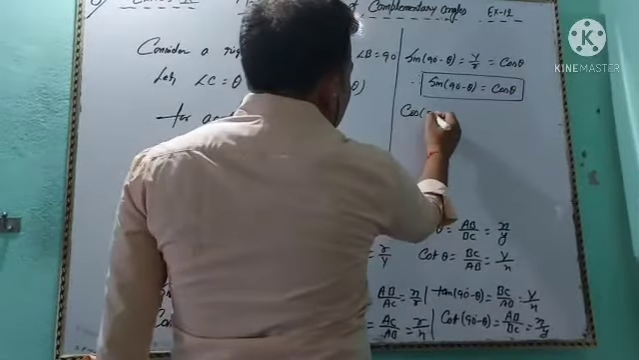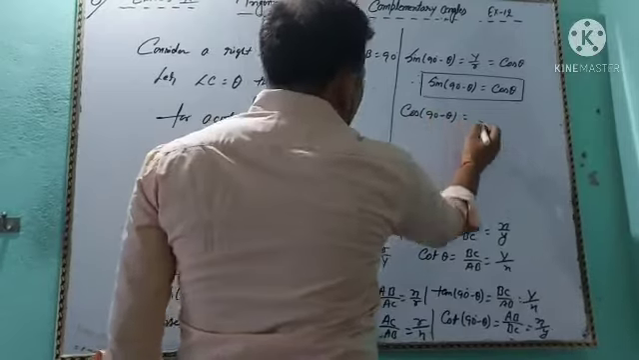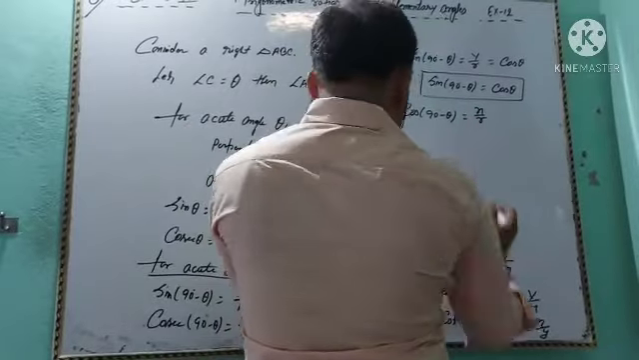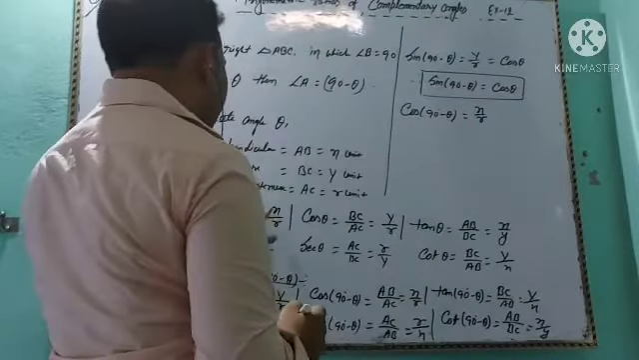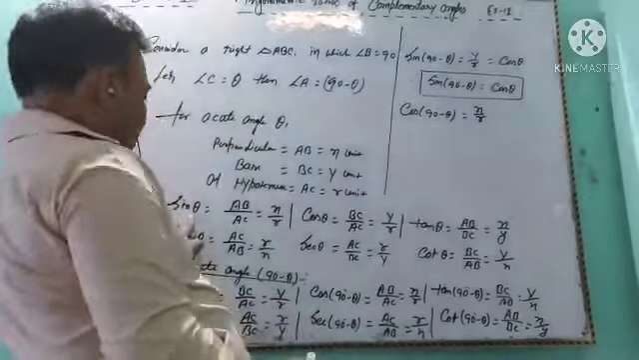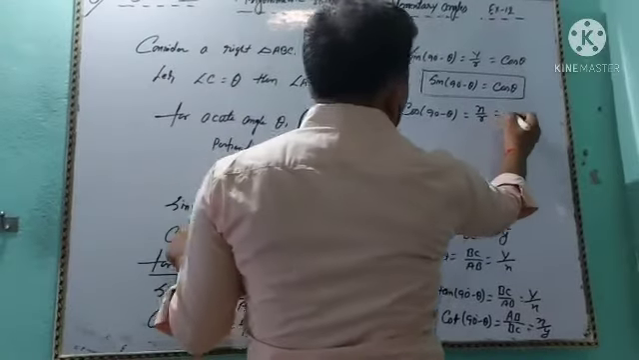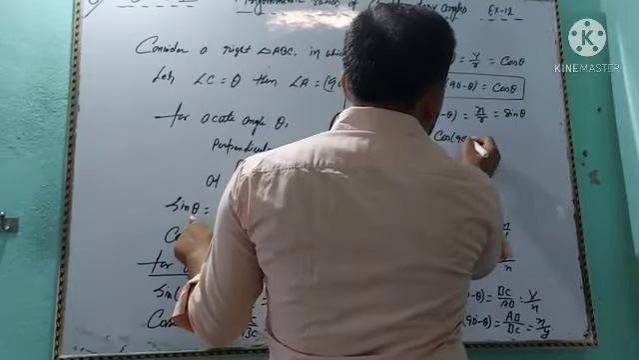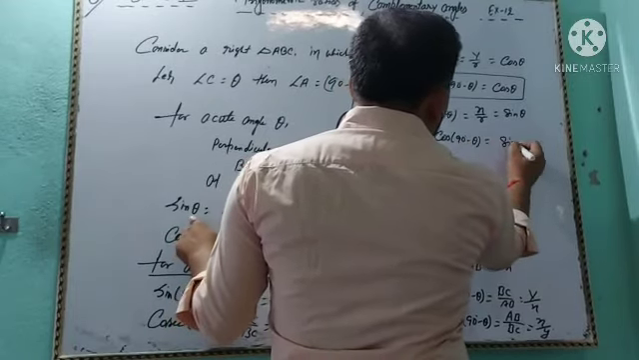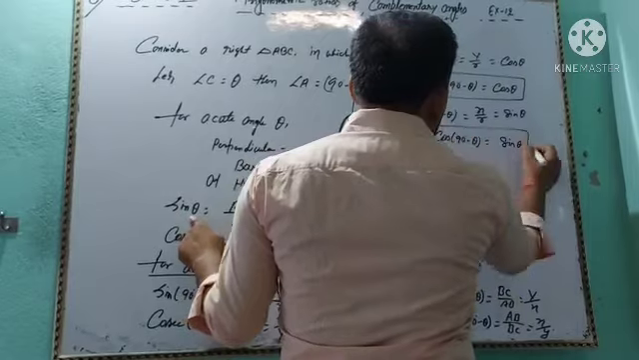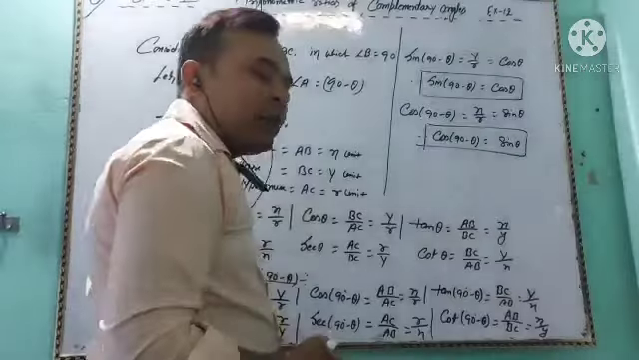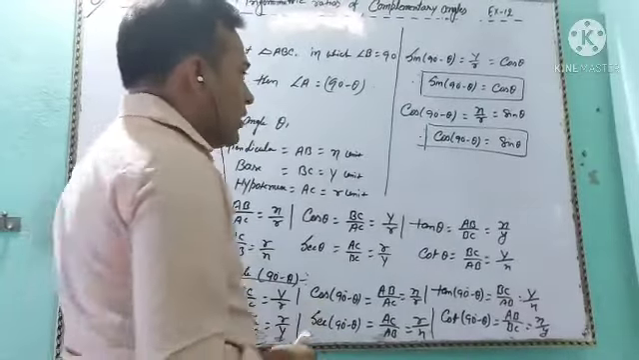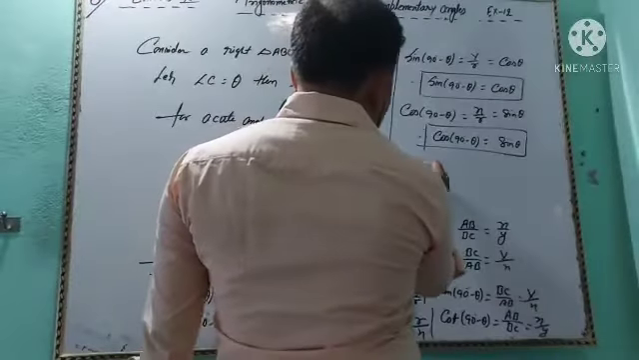Cos(90° − θ) is equal to x by r. Then x by r is equal to sin θ. So cos(90° − θ) is equal to sin θ. So students, sin(90° − θ) is equal to cos θ, or cos(90° − θ) is equal to sin θ. Next, tan(90° − θ).